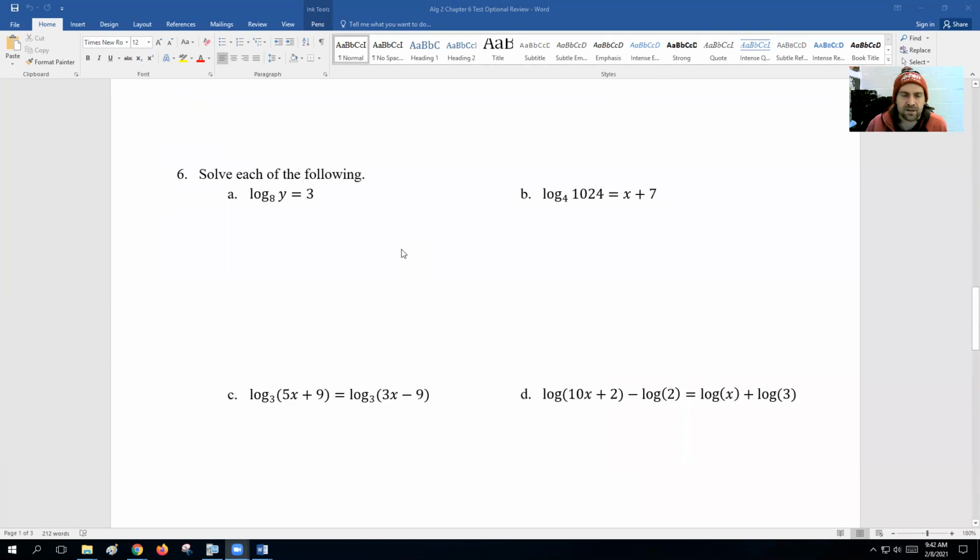All right, next, how do we solve these here? Okay, we're going to loop and swoop when we can. So that'd be 8 to the 3rd power equals y. Just take out the calculator. What's 8 to the 3rd power? Fairly high. It's 512.